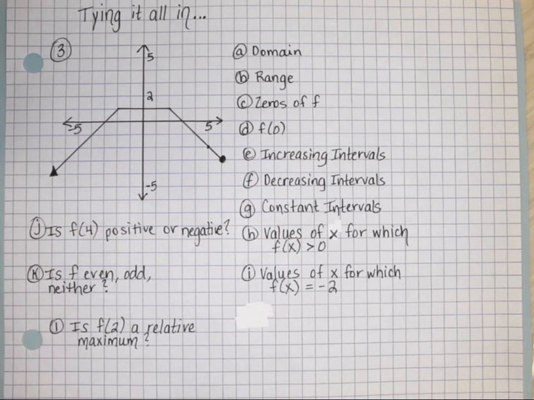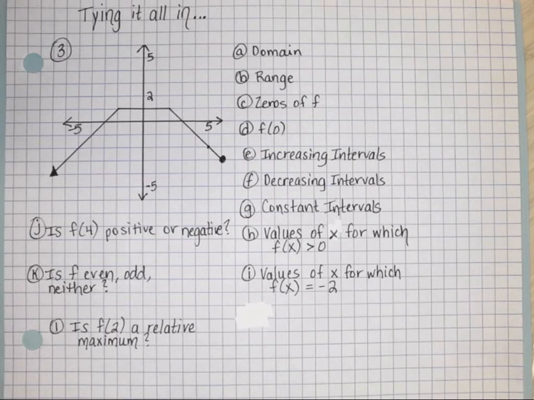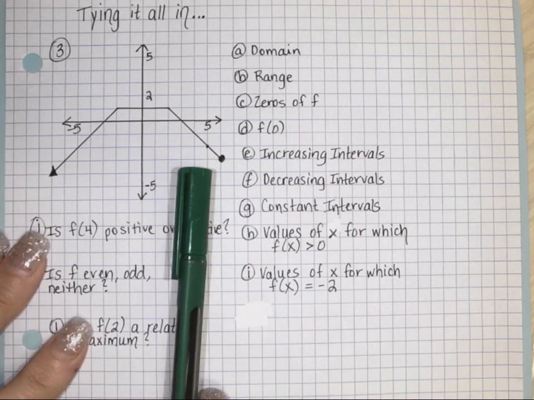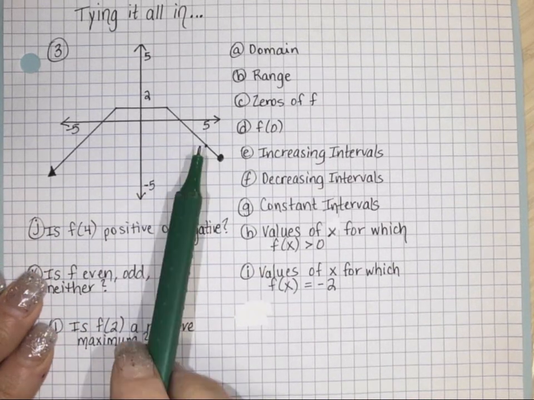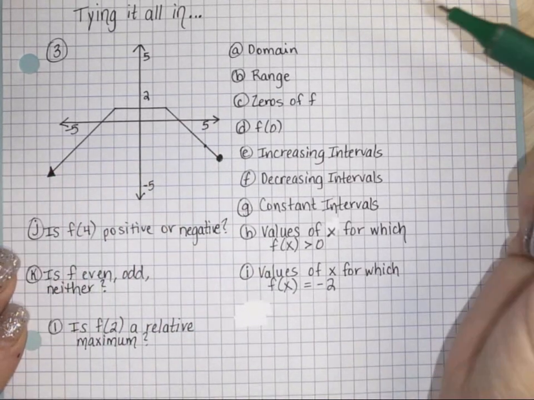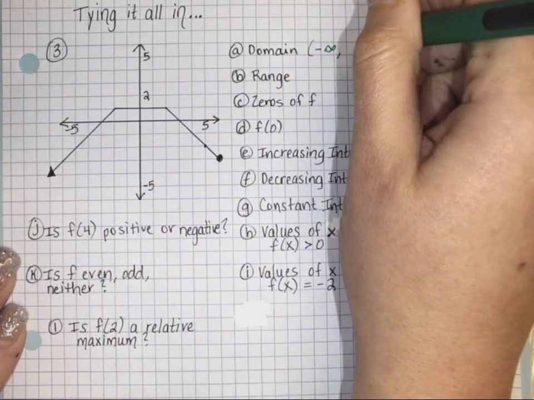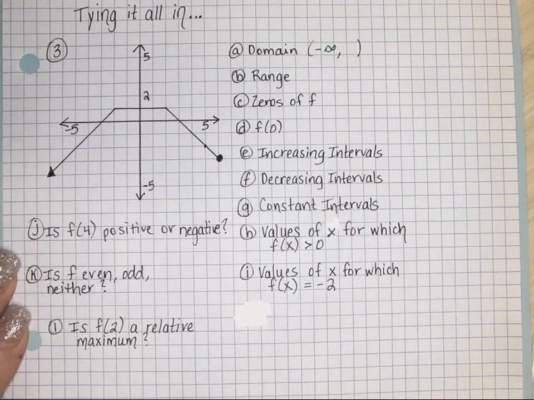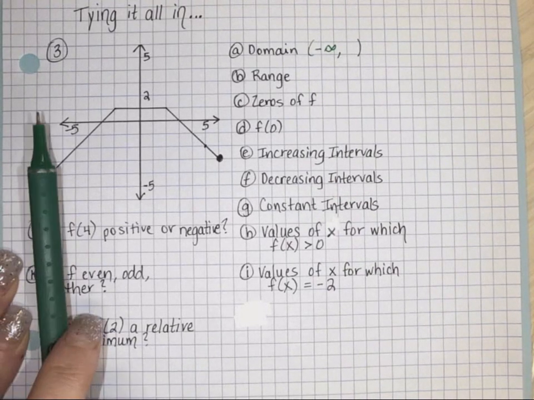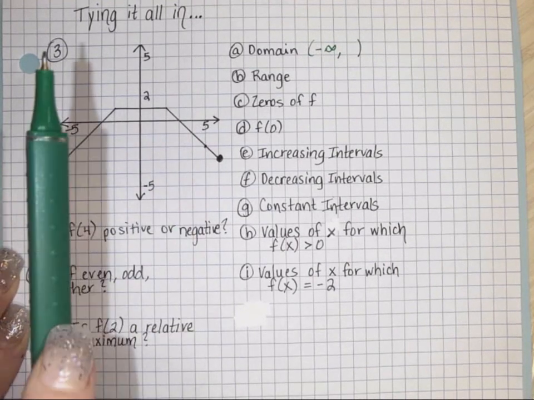Recall, domain is how far left your graph goes, how far right your graph goes, and range is how far down it goes, how far up. So domain, let's examine this graph. In relation to the x-axis, it goes left forever. So remember, always write your domain and range in order from least to greatest, and we read the graph left to right. There's no gaps in the middle.